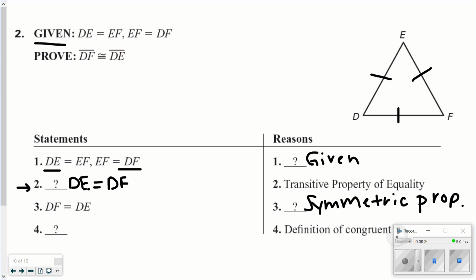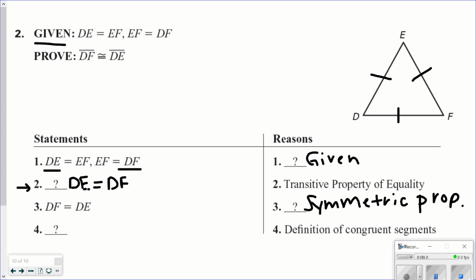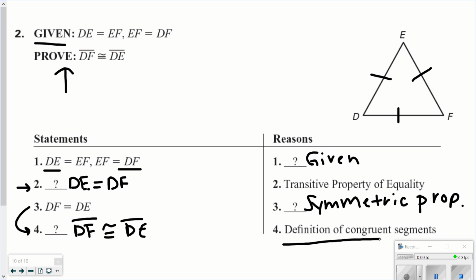All right, and finally, if I move this down, I don't know what step 4 is, but I know that's the definition of congruent segments. Well, remember, the last statement is always going to be what we're going to prove. And so segment DF is congruent to segment DE. And I can state that. I can go from here to here, because if I know that something is the same length, that's where the equal comes in, I then can say, well, if something's equal, that means that they are congruent. Definition of congruent segments. And I am done.